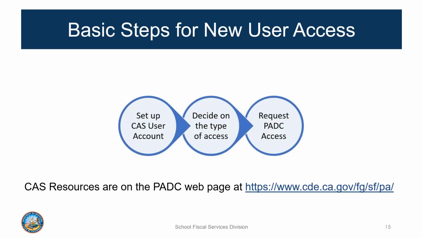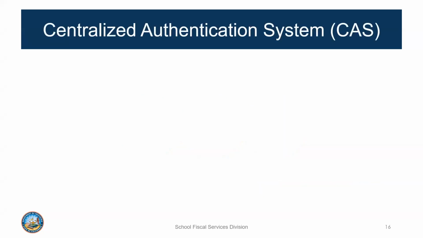Each user must have an account in the centralized authentication system. For each user, the appropriate type of access must be determined. And once that's done, each user must request another PADC user to grant access. An oversight entity would set up the initial administrators for school districts, for example, then the administrator would set up the remaining users. Now let's talk briefly about this CAS system that we have.